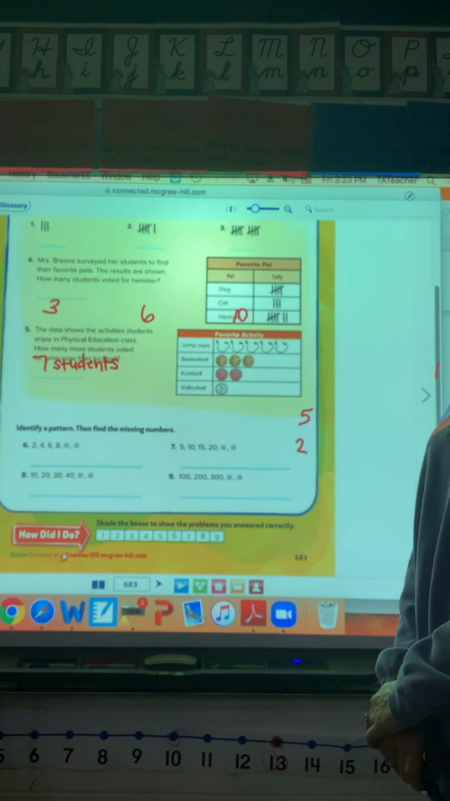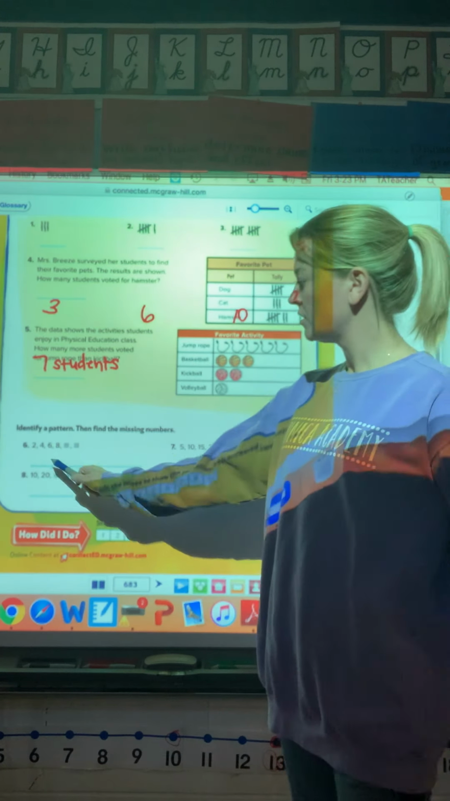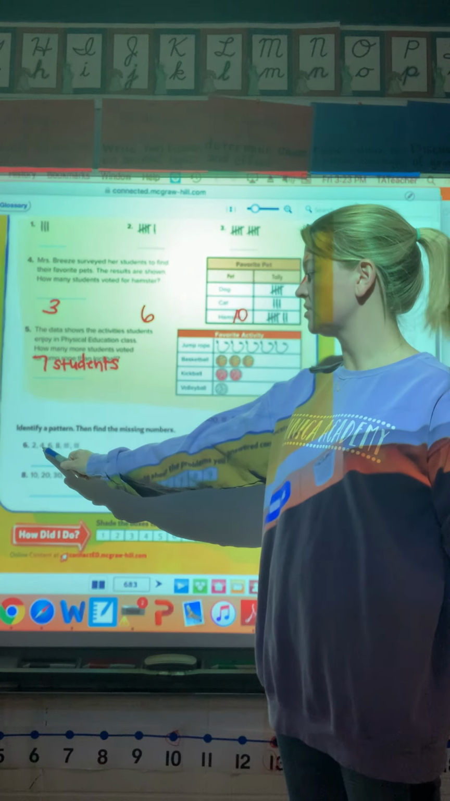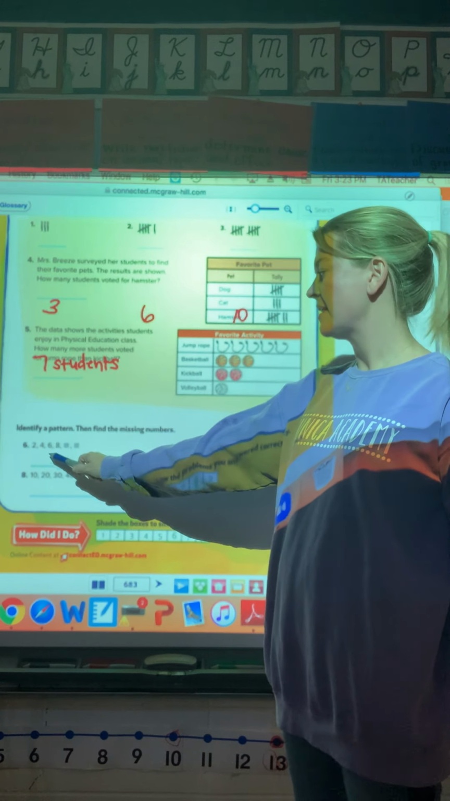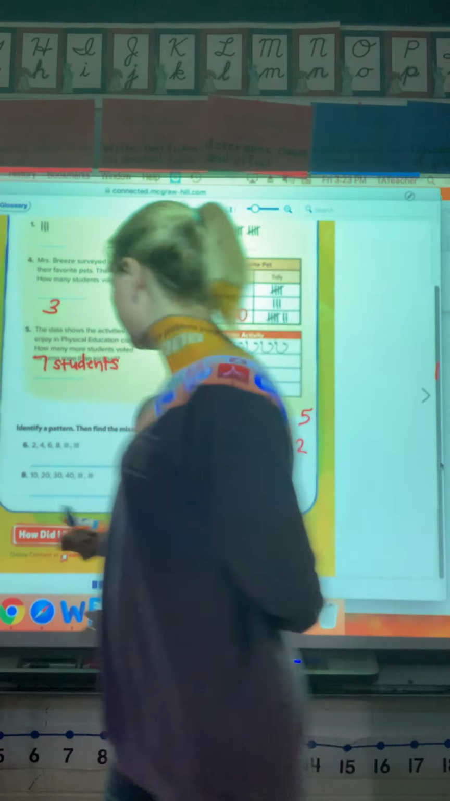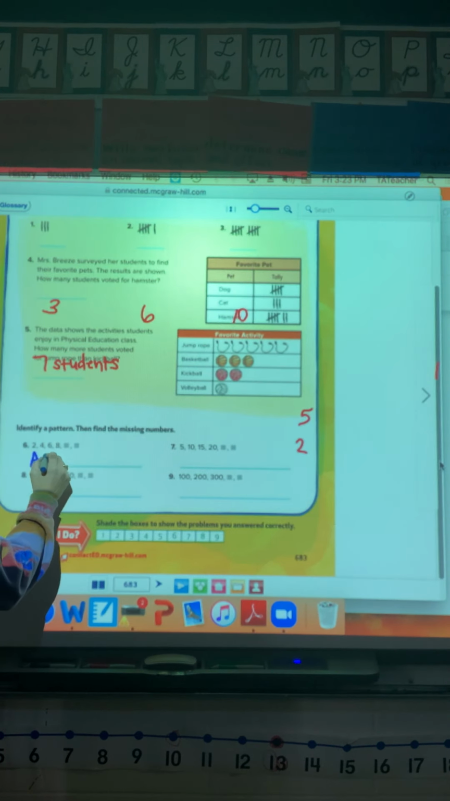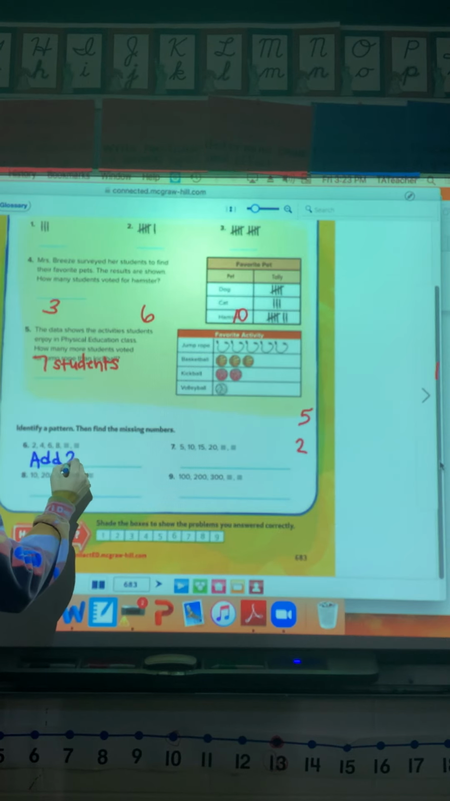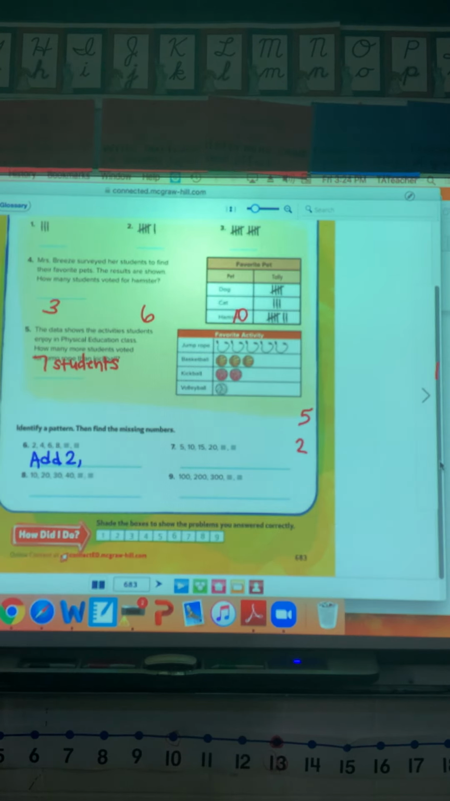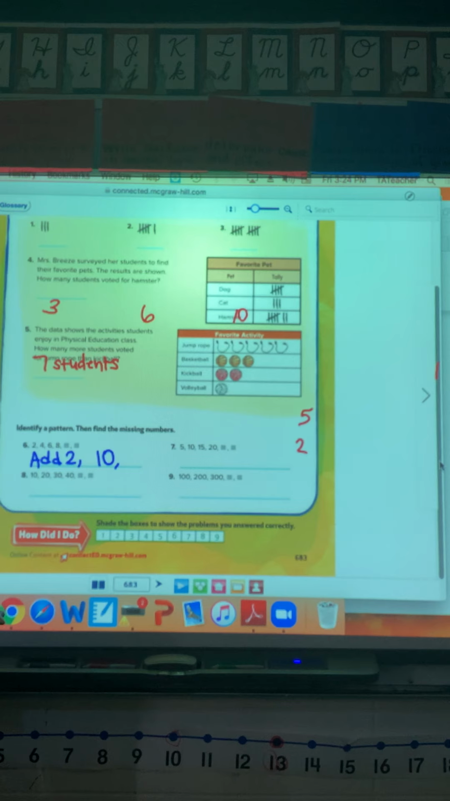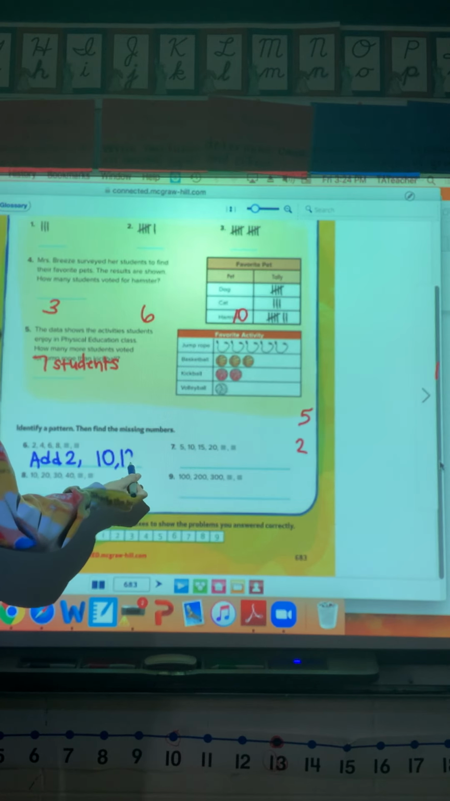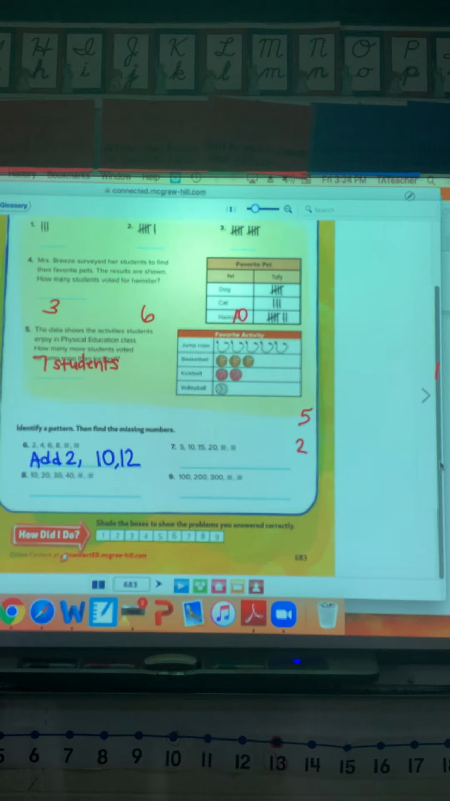What if we say add 2? What is 2 plus 2? That would be 4. What is 4 plus 2? That would be 6. What is 6 plus 2? That would be 8. I think we found our pattern. Our pattern is to add 2. And then we need to complete the pattern and find the missing numbers. So if we add 2, what would our next number be? 10. And then what would the next number be? 12.